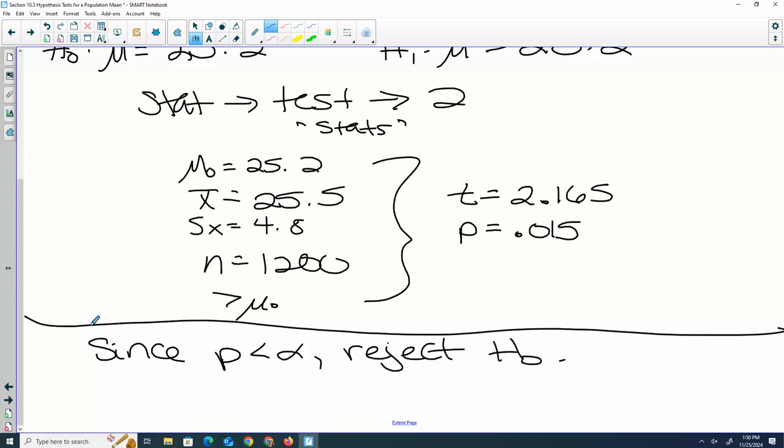Alright, so that is the end of 10.3. Are there any questions? So you guys just have time to work right now while I'm here.